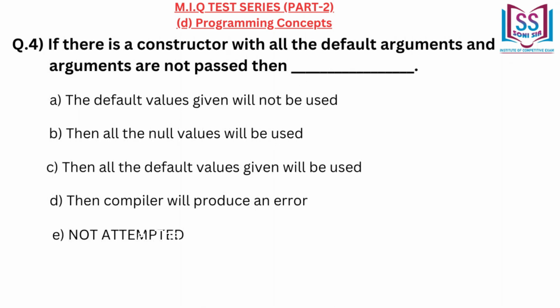If there is a constructor with all the default arguments and arguments are not passed, then dash. A. The default values given will not be used. B. Then all the null values will be used. C. Then all the default values given will be used. D. Then compiler will produce an error.